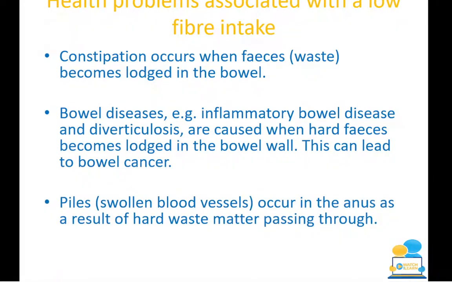You can get piles, which are swollen blood vessels, and these occur in the anus as a result of hard waste matter passing through. So basically, if you don't have enough fibre in the diet, your poo is basically going to get stuck in your intestine, and it's going to cause a whole pile of different conditions, very painful, and in some cases can be very serious conditions. A lot of them can be preventable and can be managed well with a high fibre diet.